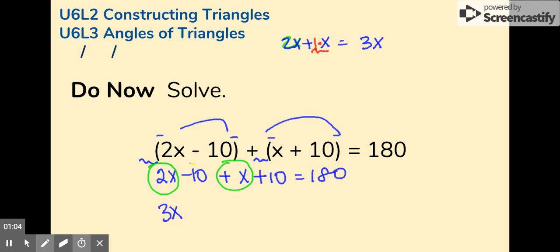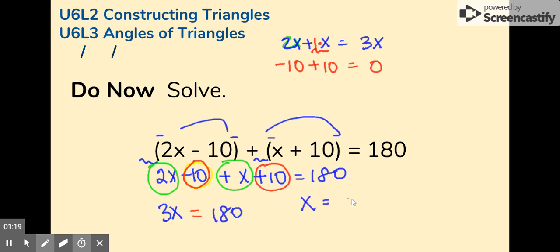And now we have negative 10 and positive 10. What is negative 10 plus positive 10? Those are opposites, so it's 0. So 3x is equal to 180. So now x is equal to what? 60, because you divide by 3, divide by 3.